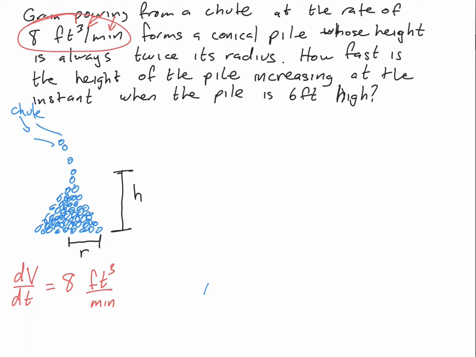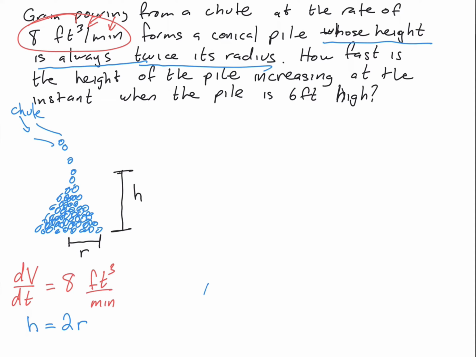And then notice we have this other intriguing piece of information. It says that the height is always twice its radius. Well, that looks like important information right there. So how would I write that down? The height is always twice the radius. H equals 2R, right? Okay, so I'll just keep it there because that looks like information I'm going to use.